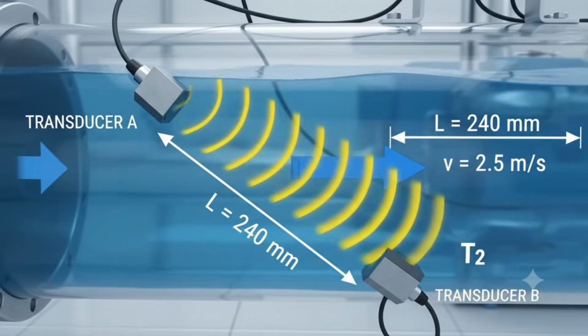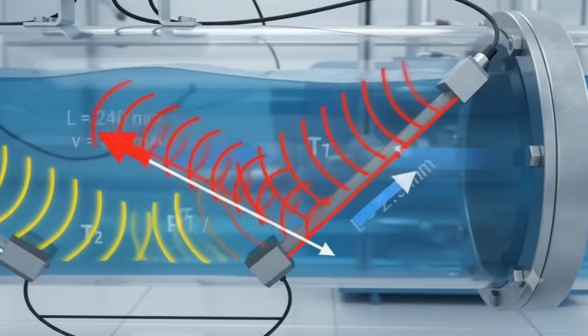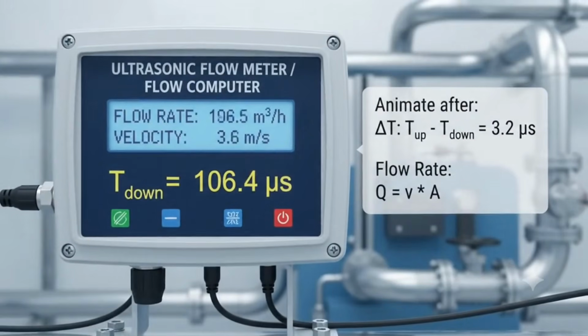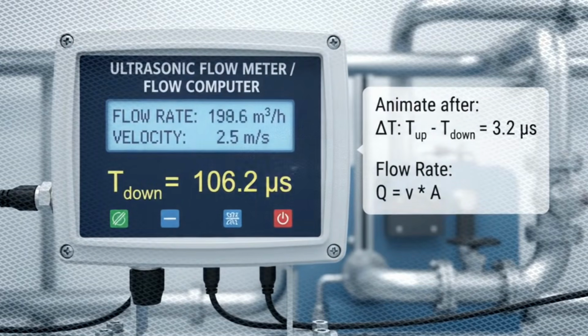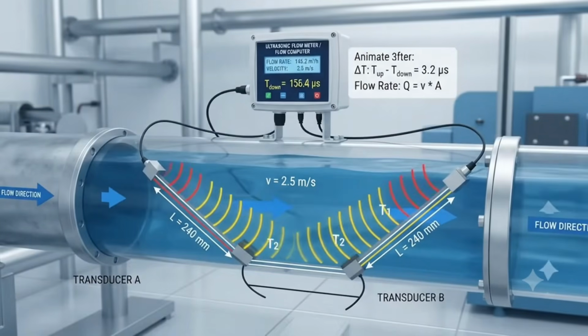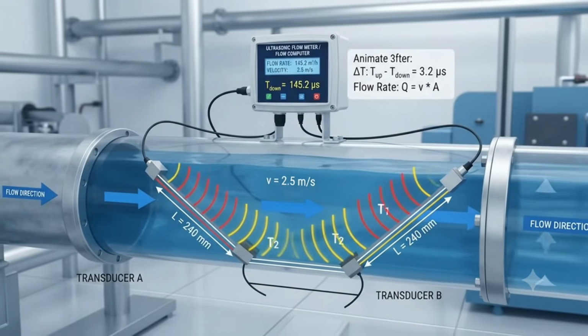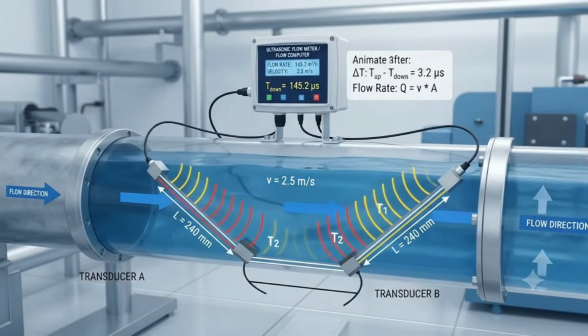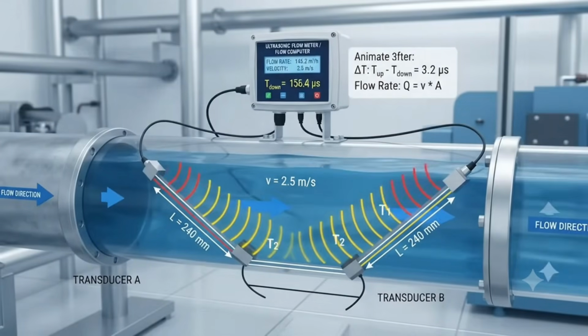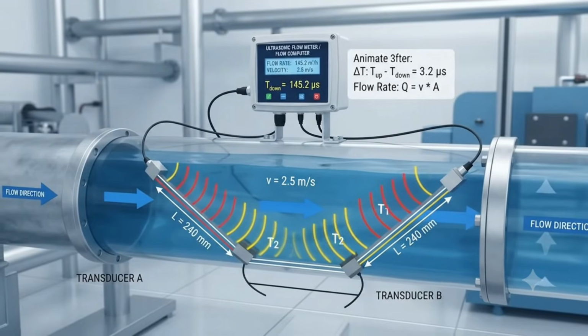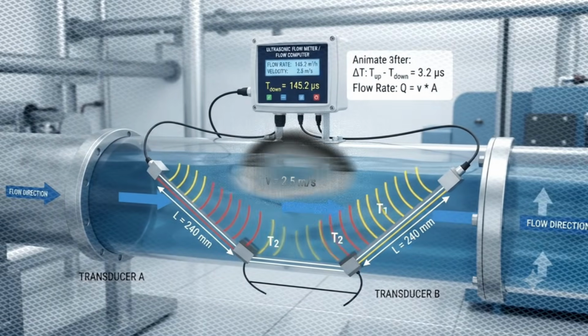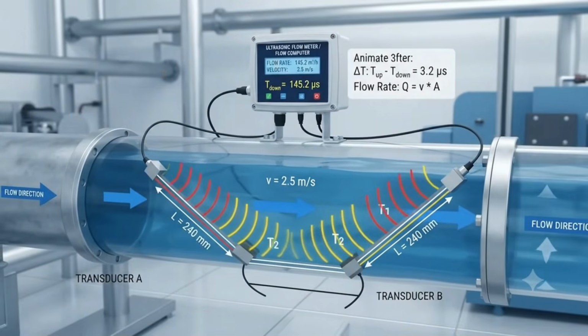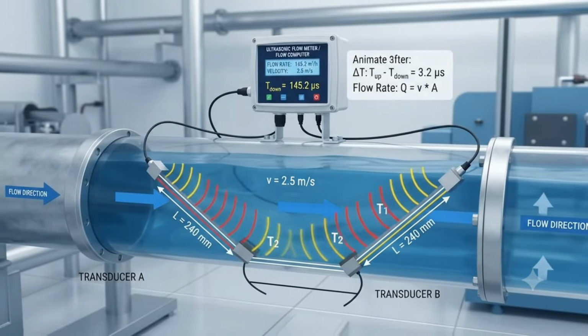Step-by-step signal path. Firing: transducer A sends a burst upstream, transducer B sends a burst downstream, or alternately, depending on design. Propagation: each pulse travels diagonally across the pipe through the liquid at the speed of sound in that liquid, modified by the liquid's own velocity. Detection: the opposite transducer detects pulse arrival and timestamps it very precisely.